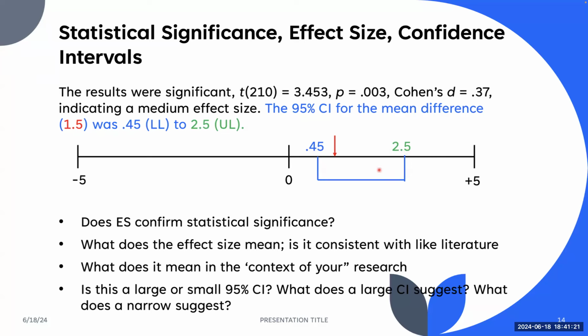So now we have a lot more information. We know it's significant. We know the measure of effect, how different it was. And we know the range of the difference if we were to do this test multiple times. This is what we call meaningful results. Does that make sense to everybody?